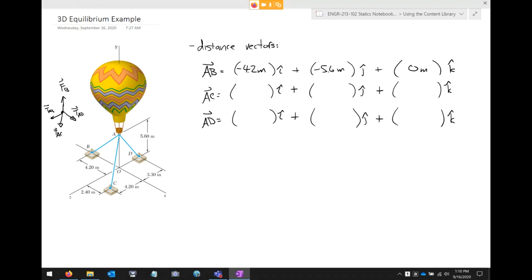Okay, so I've got 2.4. 2.4 what? So when I say AC, are you talking about this part right here? I want the whole thing. Tell me the whole thing, not just the x component. Tell me the whole kit and caboodle.